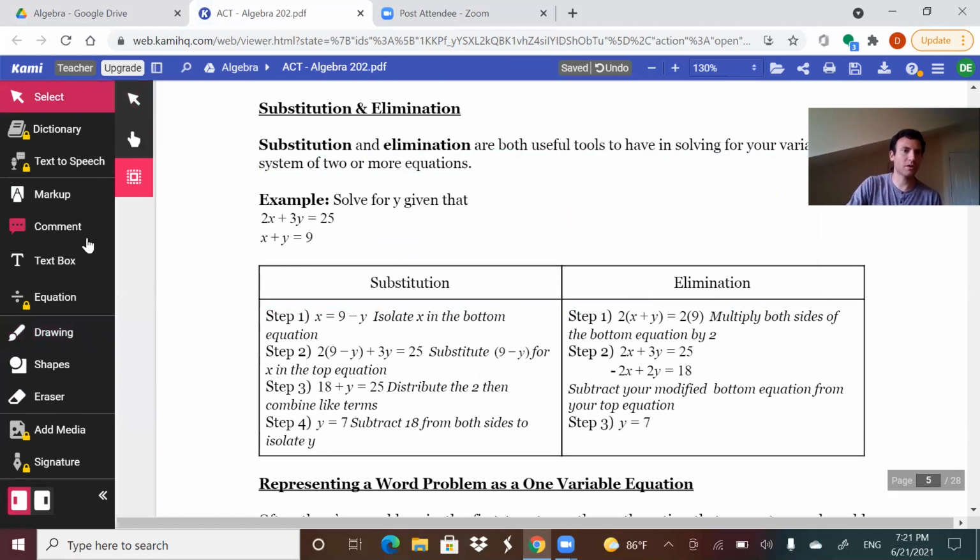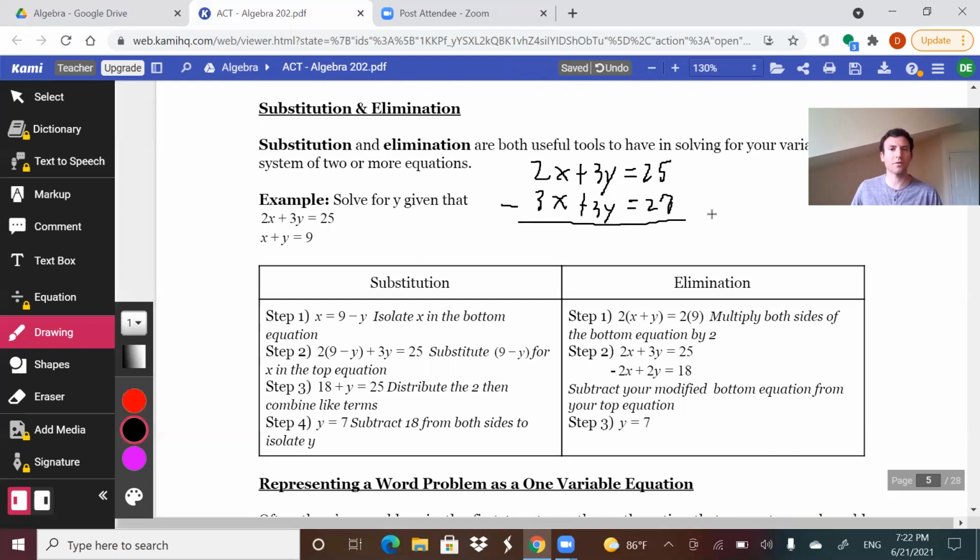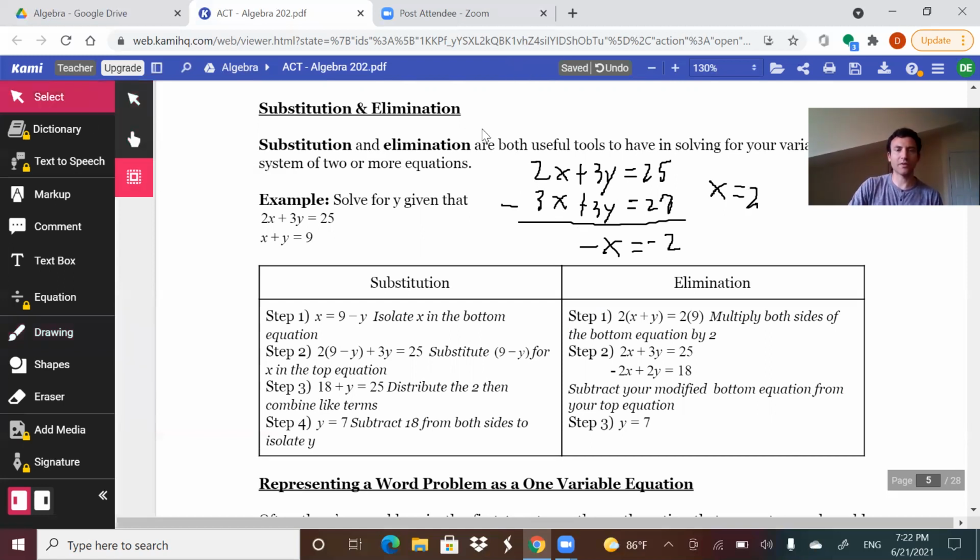So if we wanted to use elimination, and again, if we're going to solve for x, we'll multiply the entire bottom by 3. So what we'll have on the top is 2x plus 3y equals 25, and on the bottom, we'll have 3x plus 3y equals 27. Now if we subtract, and the reason why we multiplied by 3 was now we have 3y and 3y. So if we subtract one equation from the other, we're going to completely eliminate that 3y. So what we're going to end up with is negative x equals negative 2. So x is going to equal 2. Okay, so that's how to do the substitution and the elimination.